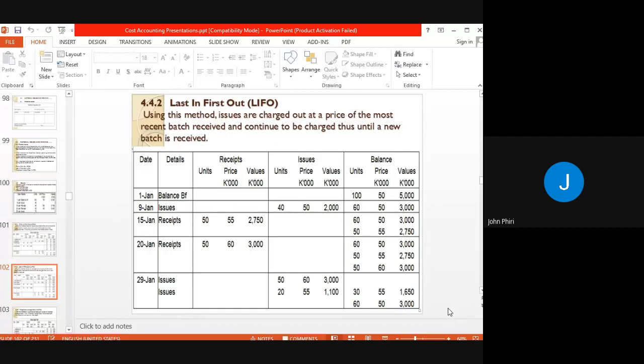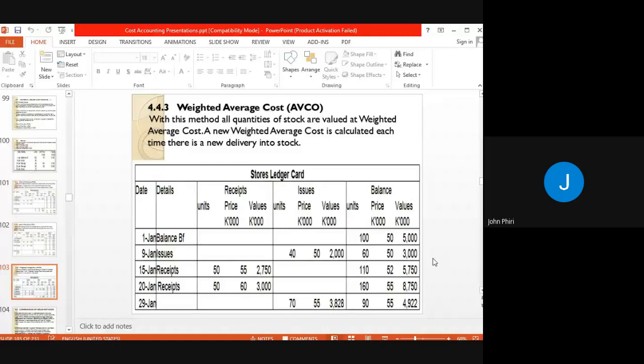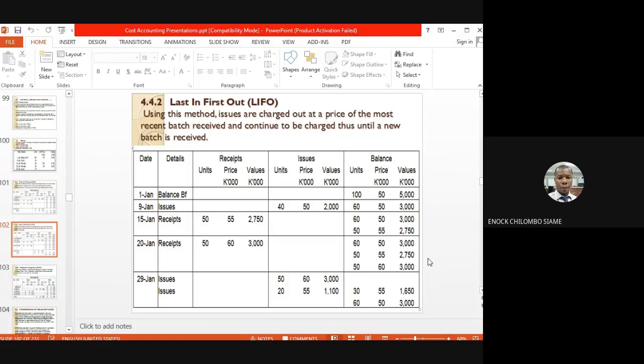Okay, it's straightforward. Thank you. Let's go to the next one. Now we shall use weighted average cost. Yes, please. I have a question on the values. This method, okay, it's straightforward. Thank you. Let's go to the next one.